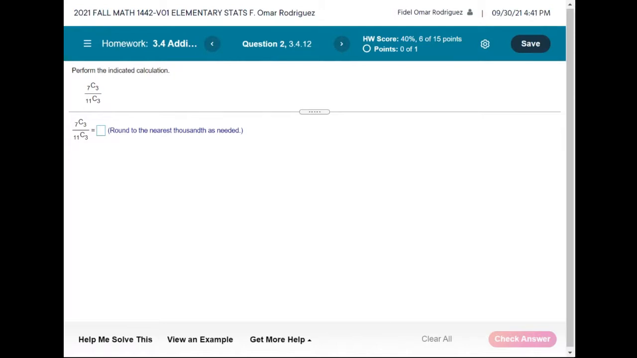Actually, perfect. Okay, so just like I did before, I'm going to share my calculator so you guys can see what I'm looking at. So look what we have. We have 7 choose 3 divided by 11 choose 3. Okay, so let me share my calculator so you guys can see what it is I'm looking at here. Come back to the calculator.